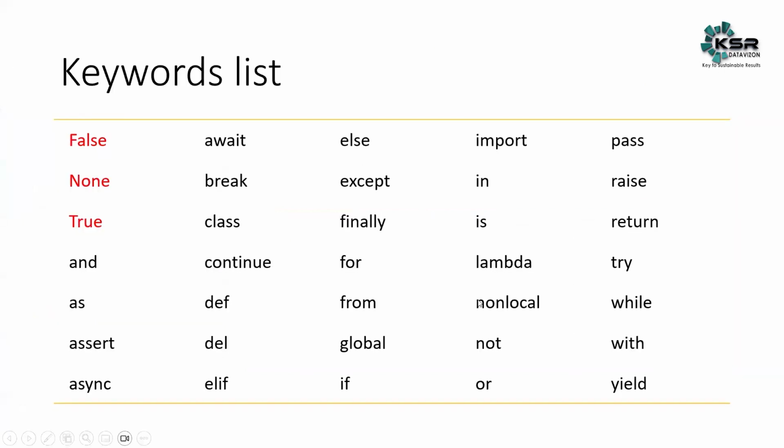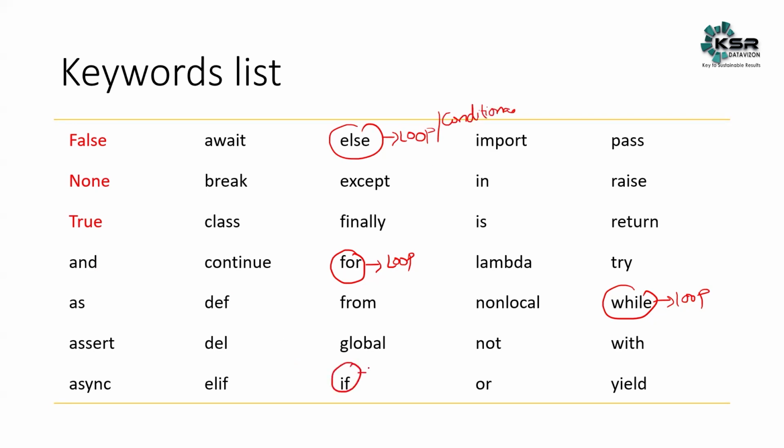For example, if you want to discuss loops, we can go with the for loop belonging to the looping functions. While is also a looping function. Else can also be used in loops, and also in conditional statements. If can be used in conditional statements. Elif can also be used in conditional statements, right?